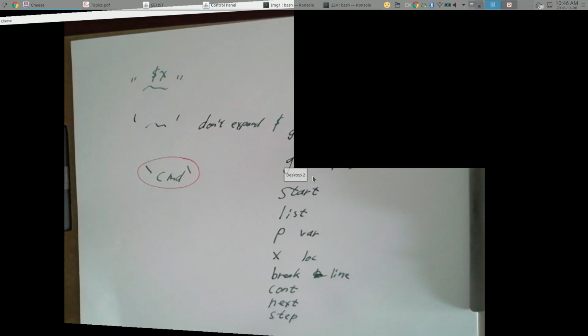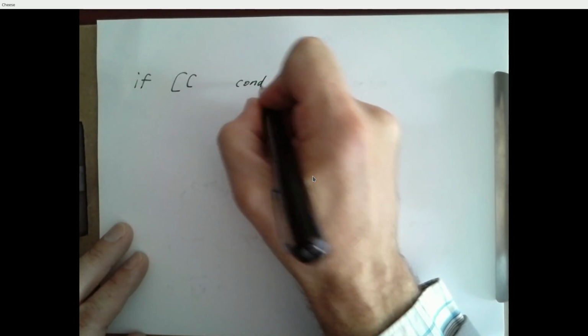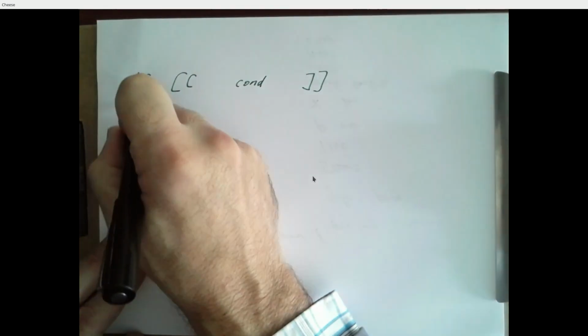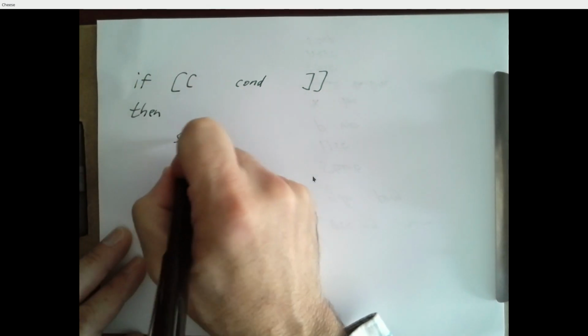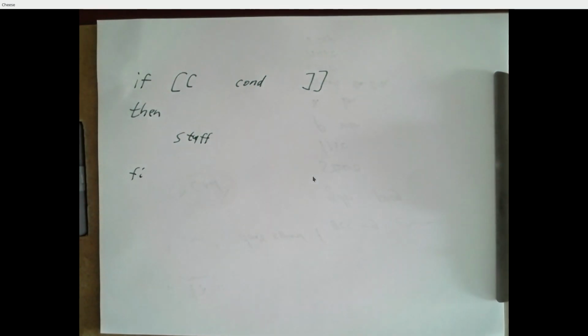If then else. So here's what I'm going to ask you to do for if then elses. If you do anything different from this and it's not perfect, you get 0 points. If you do this and it's imperfect, you may get partial credit. So: if, space, double bracket, space, condition, space, double bracket, new line, then, new line, stuff, new line, fi. Okay, if you remember this, you don't need to think too hard about how to do an if-then. Right, it always looks like this.